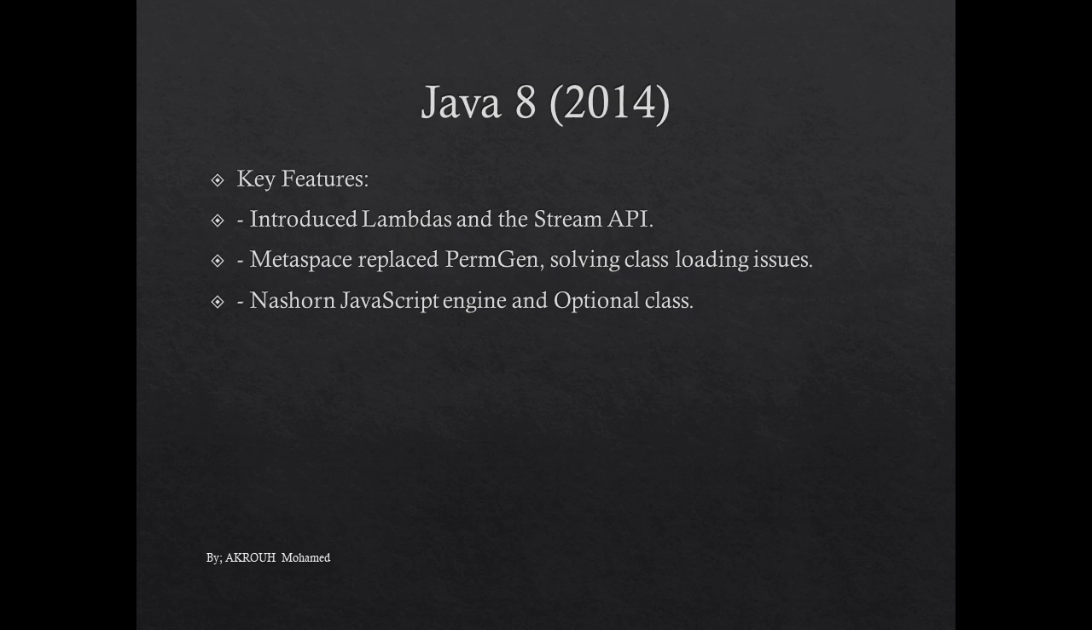Metaspace replaced the old permgen memory space, solving issues like out-of-memory errors related to class loading. The Nashorn JavaScript engine allowed seamless JavaScript execution within Java applications. Java 8 also brought the Optional class and default methods in interfaces, improving flexibility while maintaining backward compatibility.